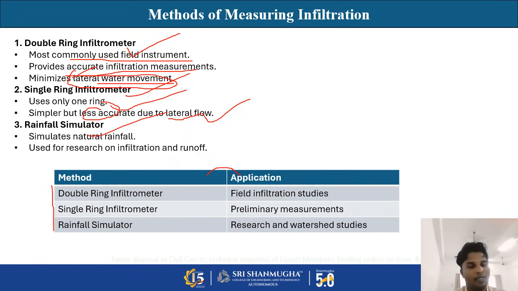So then the rainfall simulator simulates the natural rainfall, used for research on infiltration and runoff. So it's artificial. We have the application of these methods. The double ring infiltrometer is used in field infiltration studies. Then a single ring infiltrometer is used for preliminary measurements. Then the rainfall simulator is used in research and watershed studies.